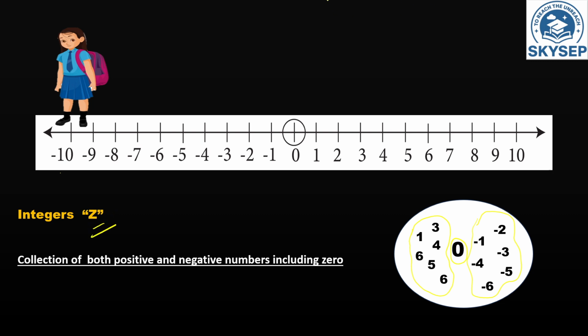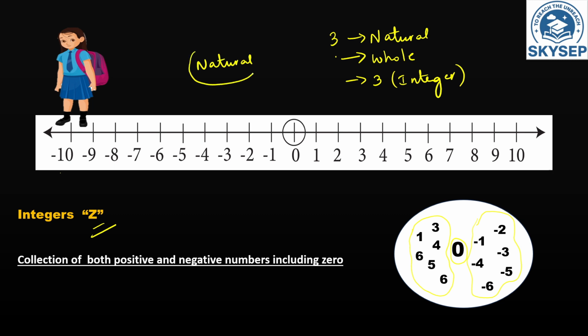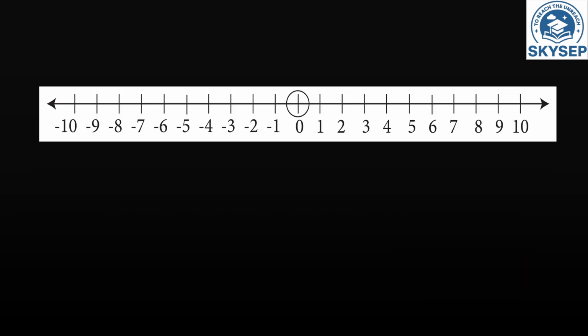Clear? So take any one example. 3. 3 is a natural number. Correct. And this 3 is a whole number as well. And this 3 is an integer as well. So that means we can write, in the previous slide what you have understood, whole number consists of natural numbers as well. So again we can write this integers. It contains both whole numbers and natural numbers. Because it contains negative numbers also. These negative numbers won't come under whole numbers. It's clear, right? Next, go to the next topic.